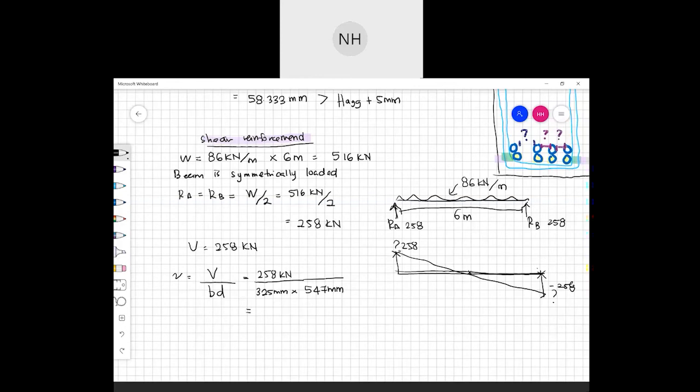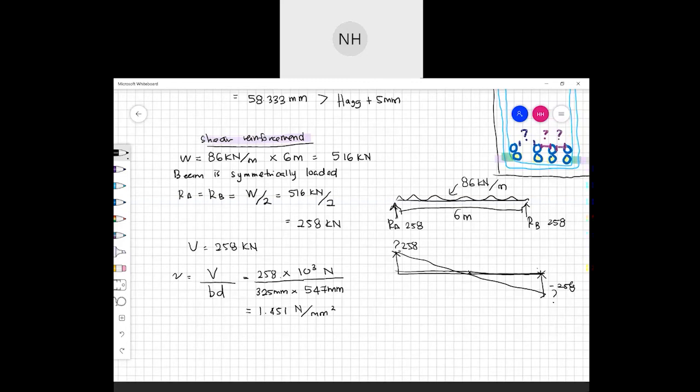Qayyim lah berapa? Oi Qayyim, lamanya kau mengira. 1.451. Alright, so Qayyim says 1.451. Okay, so it is Newton over mm square. Okay, unit dia. Apa ini? Sorry I lupa darab 10 kuasa 3. Newton. Oh, you dah darab 10 kuasa 3 Bagus.